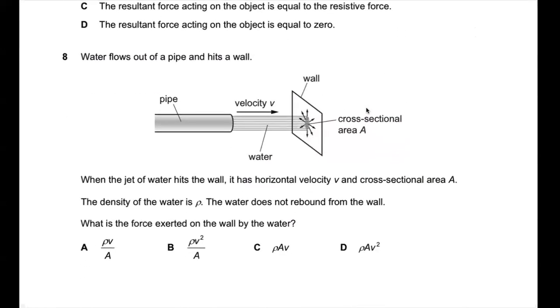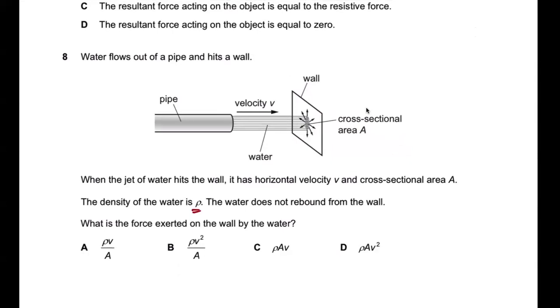All right, let's do 8. When the jet of water hits the wall, it has horizontal velocity V, cross-sectional area A, density of water is rho. Water does not rebound. What is the force exerted on the wall by the water?